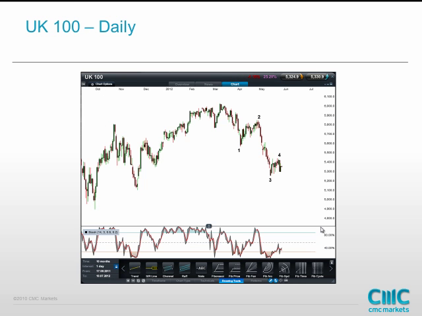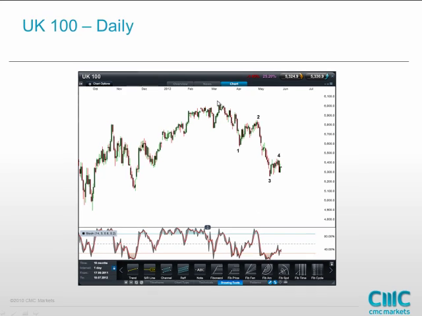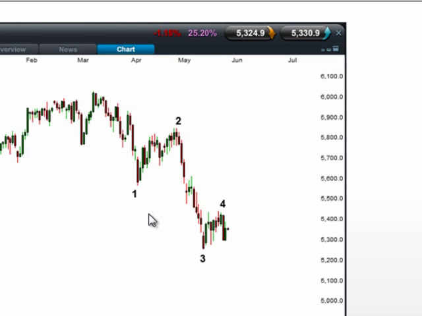Now, another similar market, not surprisingly, a lot of the risk markets are often in a similar sort of position, is the UK 100 index. And here we see that the move down from the major peak has so far also potentially taken 4 swings and has all the early signs of what might be a good typical 5 swing move down.